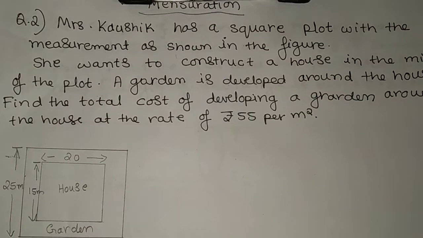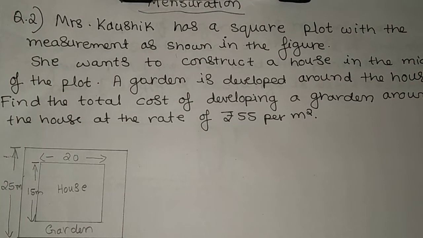In the second question, Mrs. Kaushik has a square plot with the measurement as shown in the figure. She wants to construct a house in the middle of the plot. A garden is developed around the house. Find the total cost of developing a garden around the house at the rate of rupees 55 per square meter.